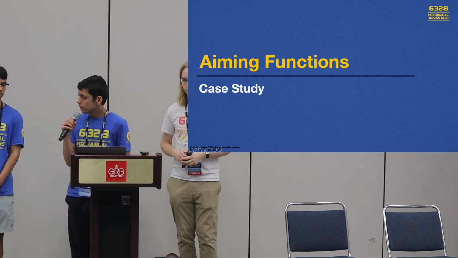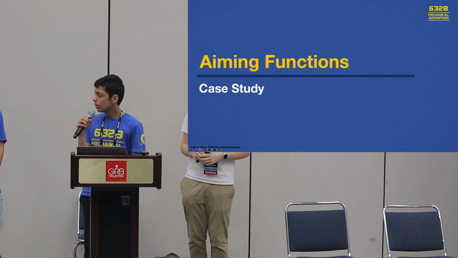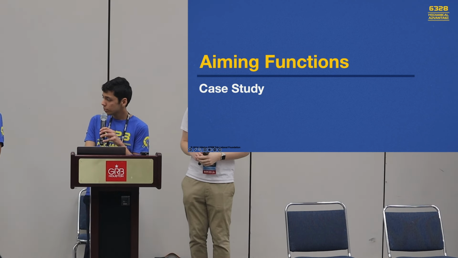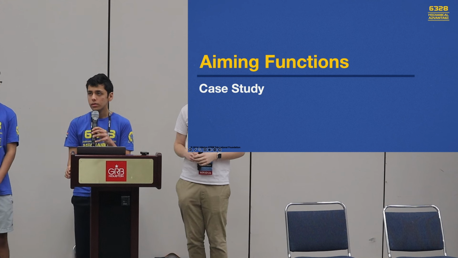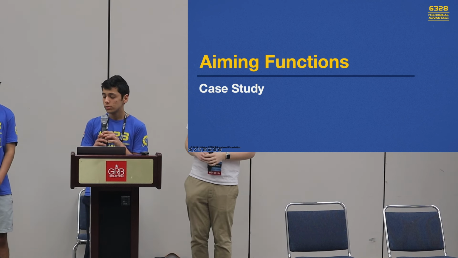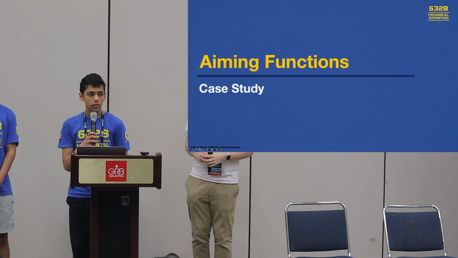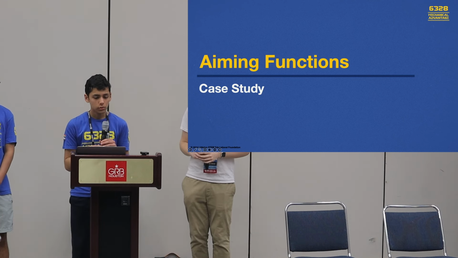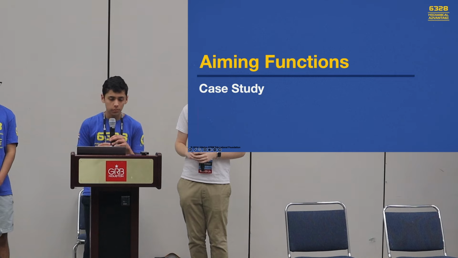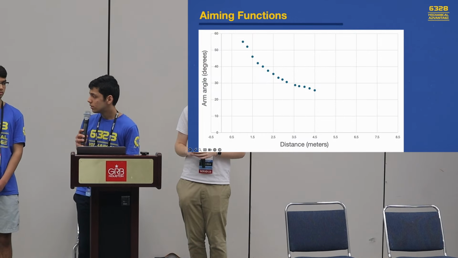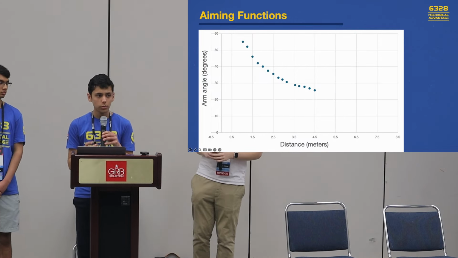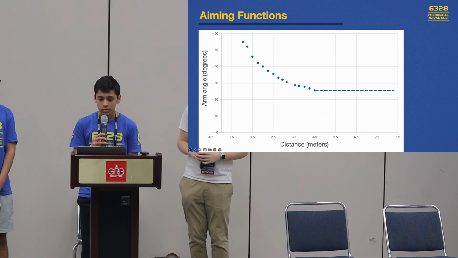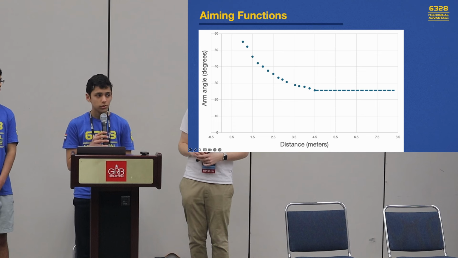This year we can change the behavior of the arm instead. For example, this year we were using linear interpolation to map our distance from the speaker to our arm angle. Near the end of our linear interpolation, we didn't actually have any points. Points that were farther than around 4.5 meters, which is where we expected to be shooting from, didn't have a correlated arm angle. Since there's nothing past 4.5 meters, there's nothing to interpolate between, so we're stuck at this constant arm angle, which is not ideal.